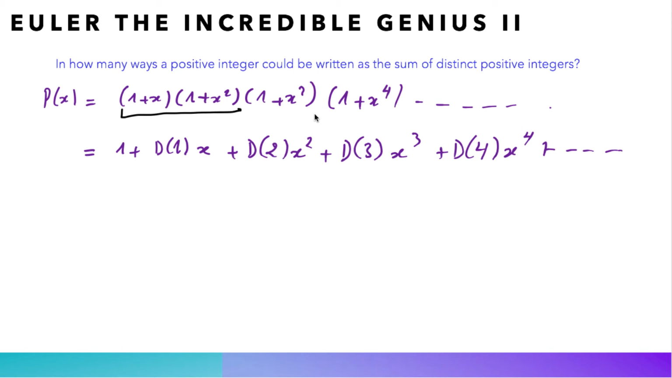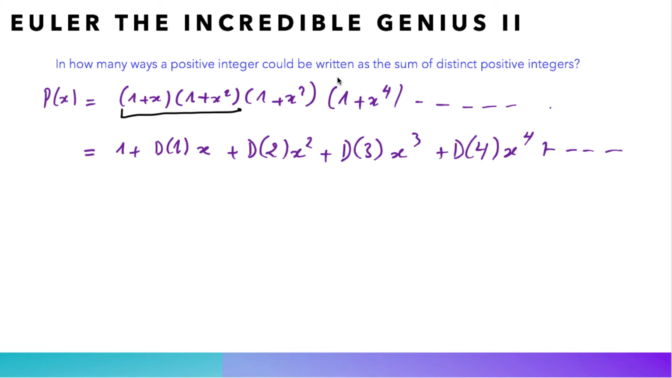Now to get an x to the 4th, either we multiply 1 by 1 by 1 and then by x to the 4th and then collect all the other ones, or we would do x times 1 times x cubed and then collect all the other ones. And these are the only ways one could get x to the 4th as the sum of distinct positive integers.